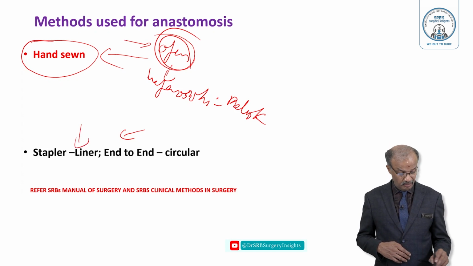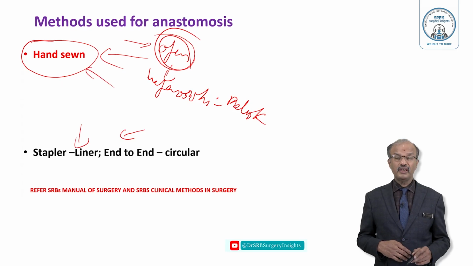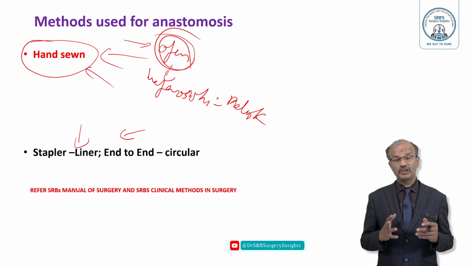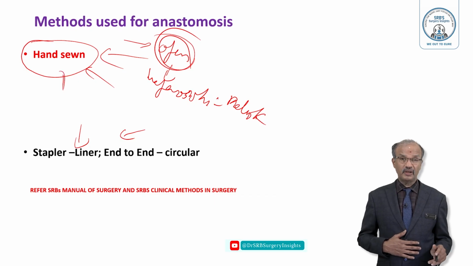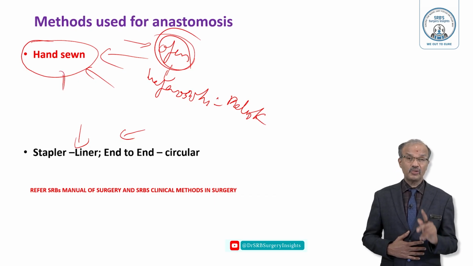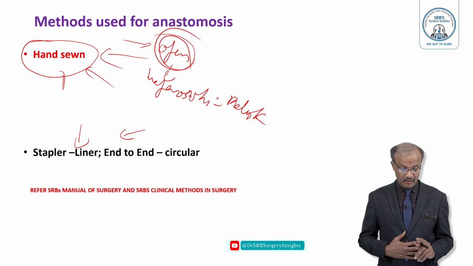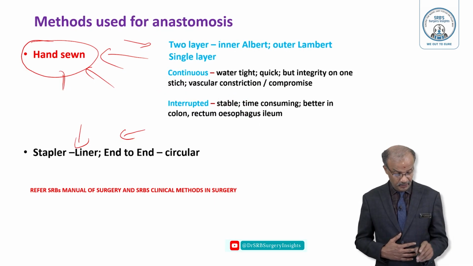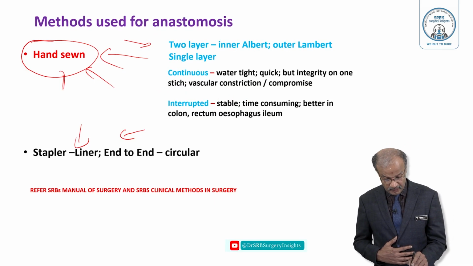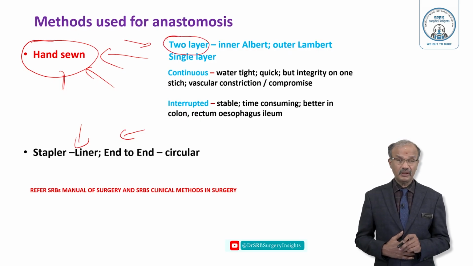Stapler is easier, but you need to know this one always when you do a bowel anastomosis, because if the stapler doesn't work, you should switch over to hand sewn always. So you should have a clear idea how to do a hand-sewn bowel anastomosis as such. So the 2-layer methods used are 2-layer anastomosis, a very good old common method.